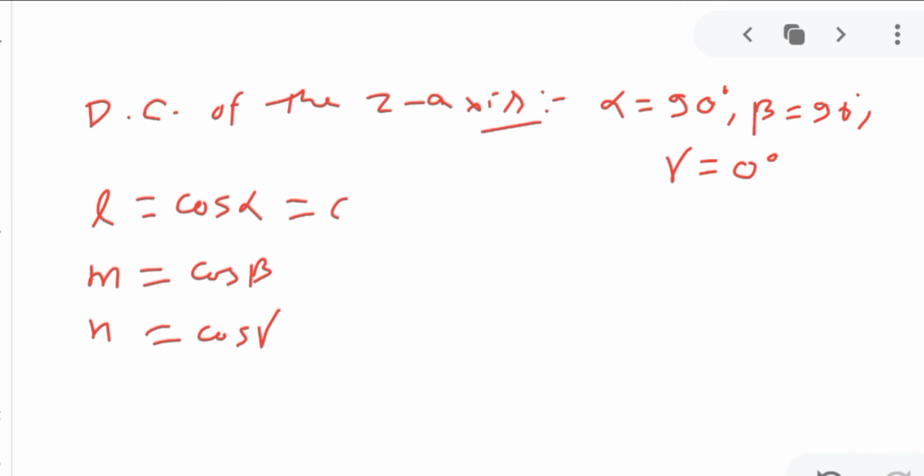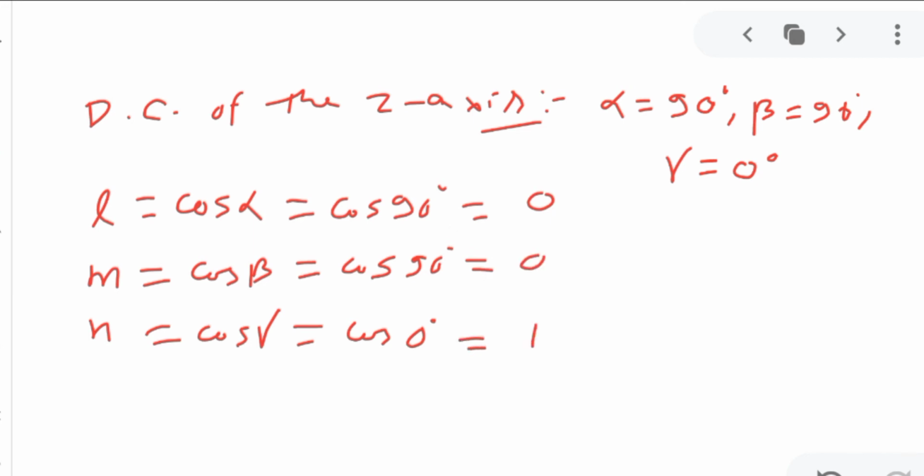So cos alpha means cos 90 degrees, cos beta means cos 90 degrees, and cos gamma means cos 0 degrees. So cos 90 is 0, cos 90 is 0, cos 0 is 1. So the direction cosines of the z-axis will be 0, 0, 1. This will be your answer.